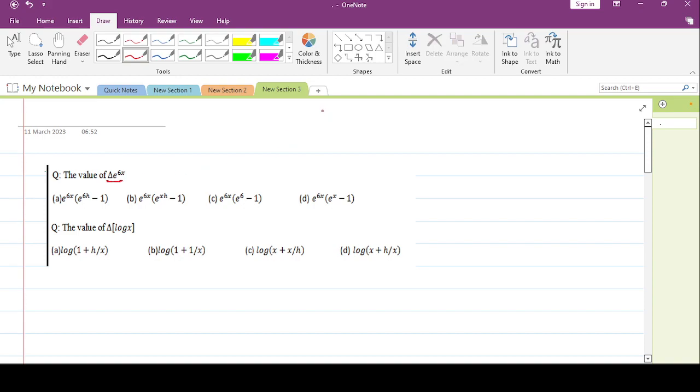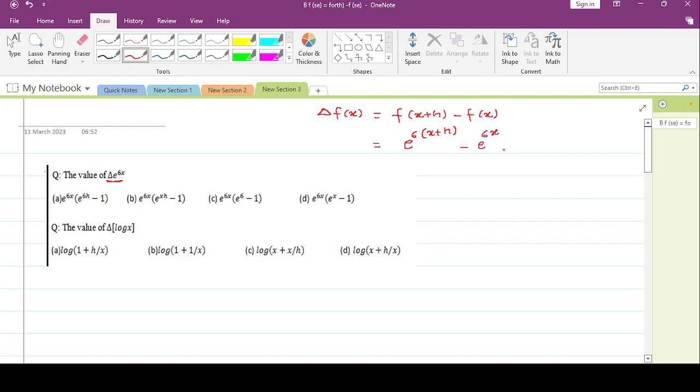See, what is the definition of delta? Delta of f of x is equal to f of x plus h minus f of x. Okay, so if you apply this definition on this function, e raised to the power 6x, in that case it becomes e raised to the power 6 times x plus h, the value of x now changes to x plus h, minus e raised to the power 6x.